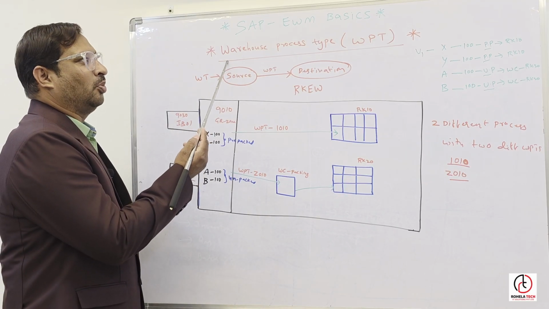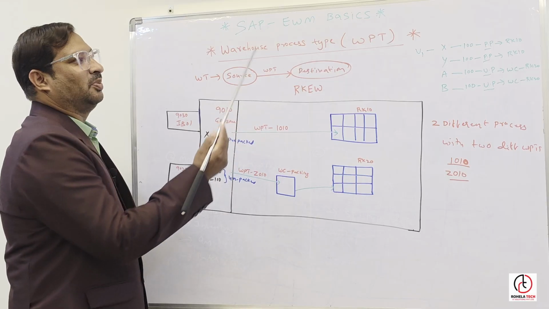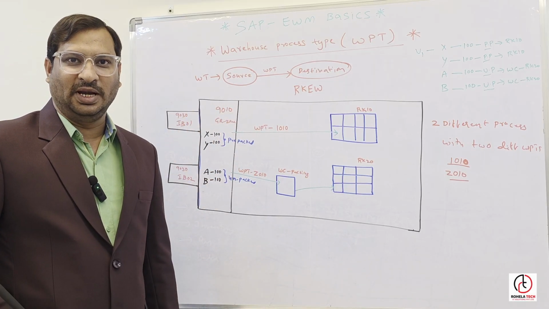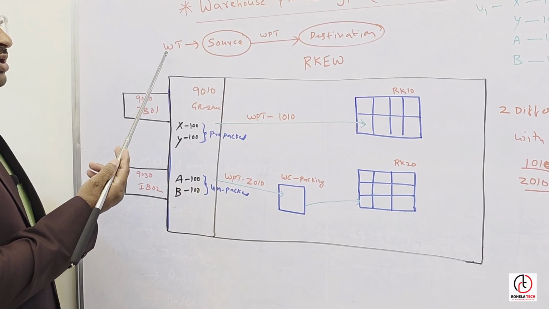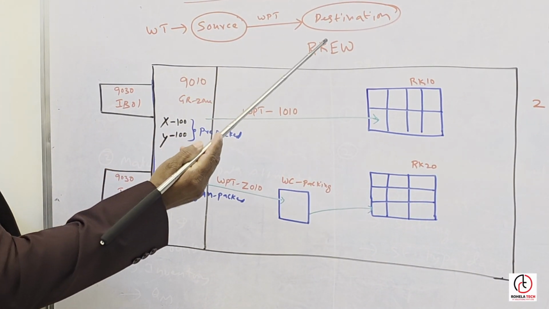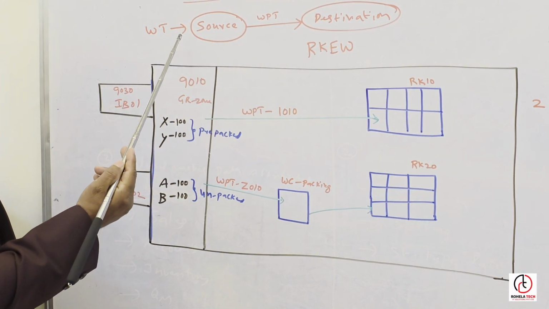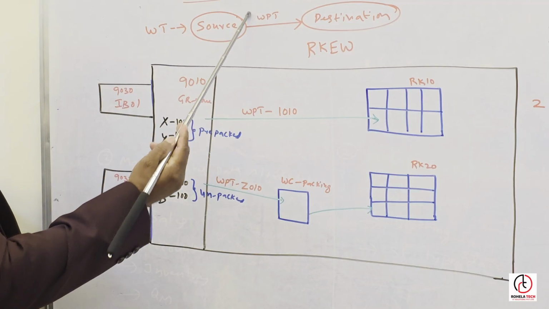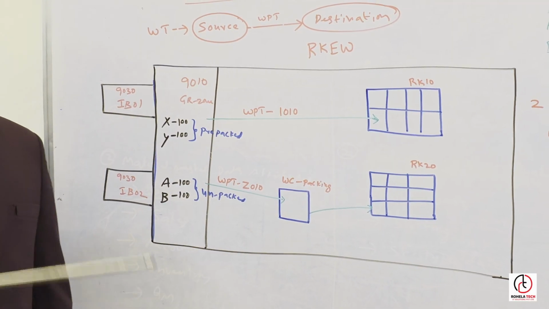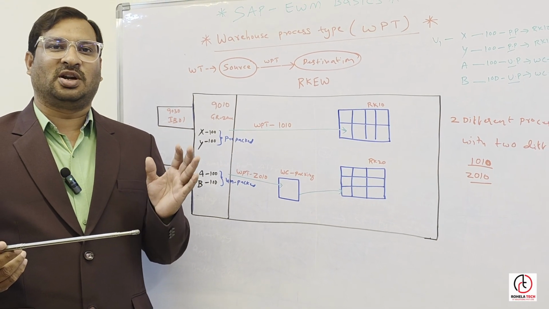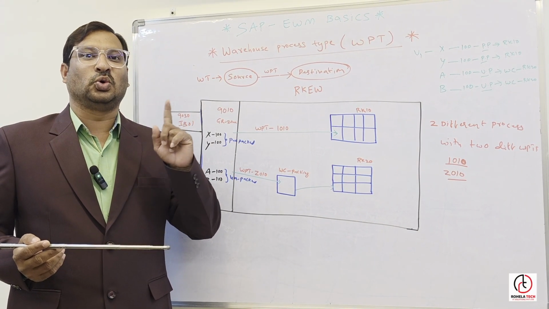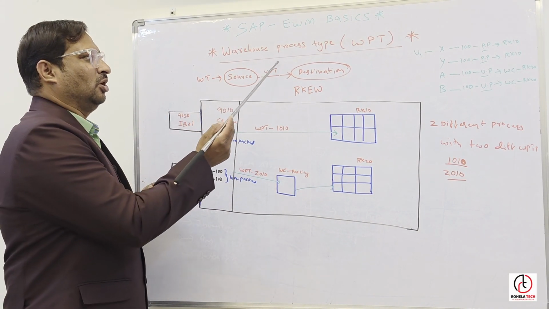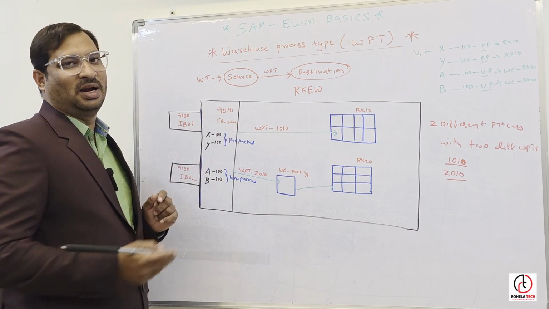Today we are going to learn about warehouse process type, in short called WPT. You already know a warehouse task has the source and destination information. To create the warehouse task, the warehouse process type is mandatory. In a warehouse, to move a product from one place to another, warehouse task creation is mandatory, and to create the warehouse task, this WPT is mandatory.